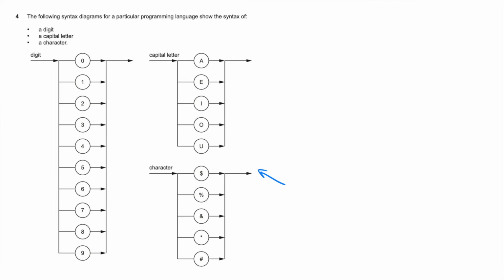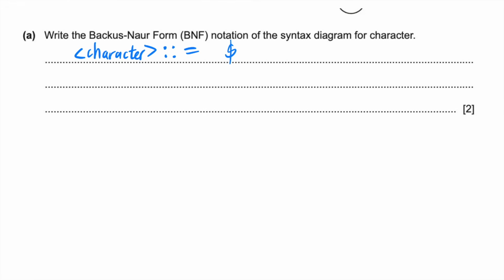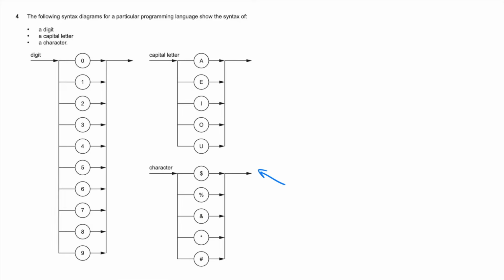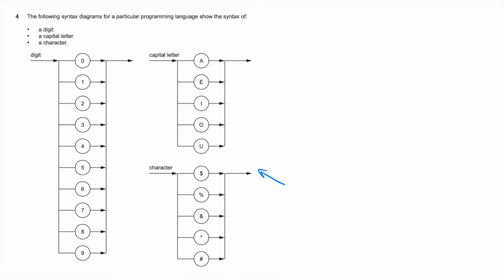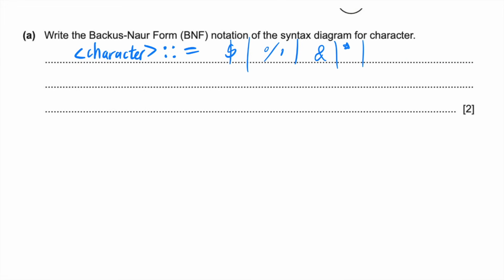So let's see, dollar, percentage, star. I don't know how I'm going to draw the star. Like that, I guess. That's a bit ridiculous. And then pound sign. So I don't know if I mentioned it explicitly earlier, but this vertical slash basically means or. So it could be this or this or this or this, right? And we're separating all of those by these vertical signs.